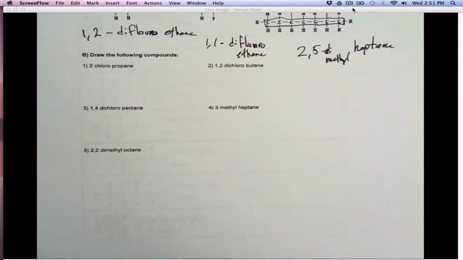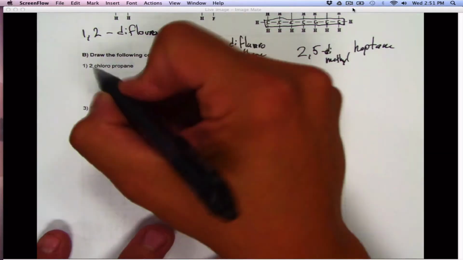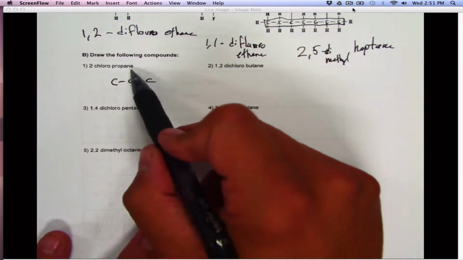Okay, so here we go. Hopefully you tried some of these. See if you're right or wrong. We'll see how we do. So 2-chloropropane. My longest chain is 3 carbons, single bonds, A-N-E.